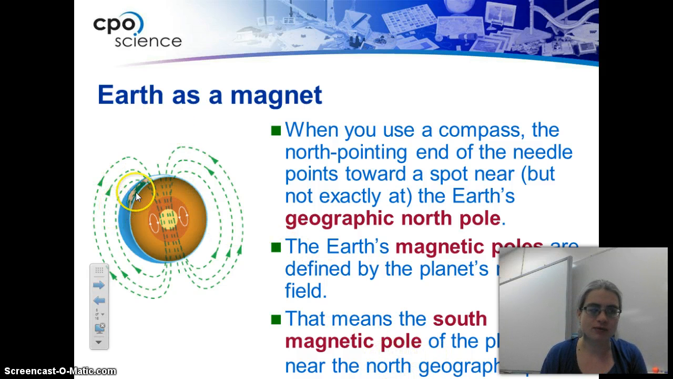So if this was the United States, this would be the North Geographic Pole with the South Magnetic Pole. And then this would be the South Geographic Pole with the North Magnetic Pole. I'll draw your attention to these spinning things right here. We're going to talk about that later on.